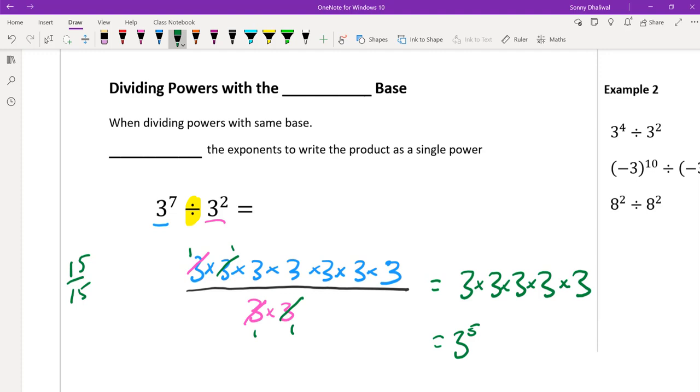So, looking at this, the base doesn't change. What's the rule? If I looked at this and I didn't want to go through this hassle, subtract. So dividing powers with the same base, the key word is they have to be the same again, we subtract the exponents.